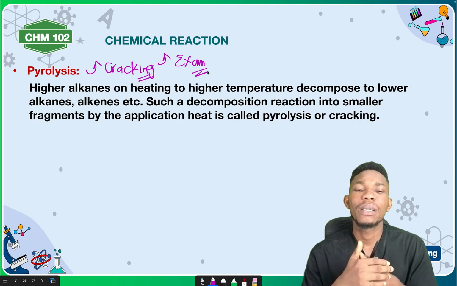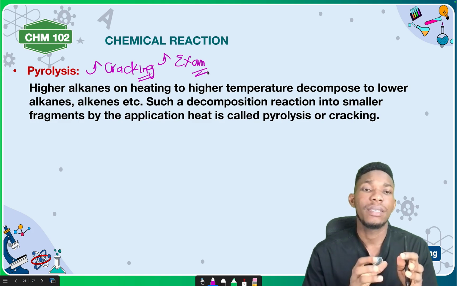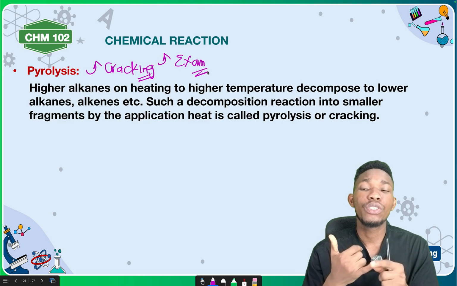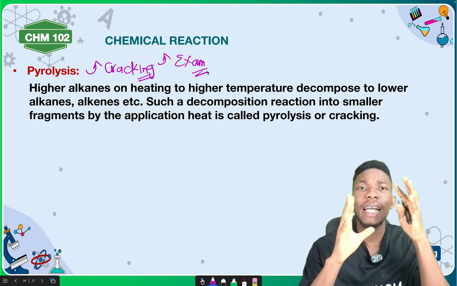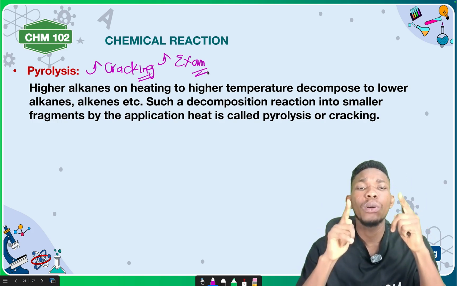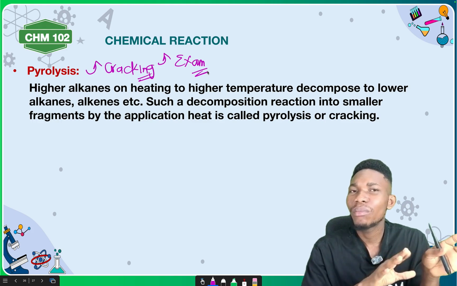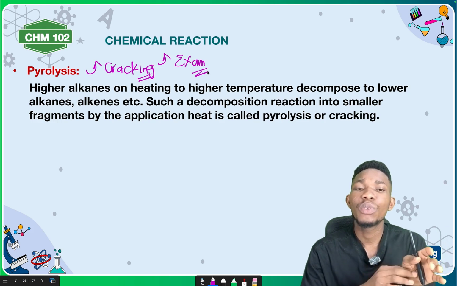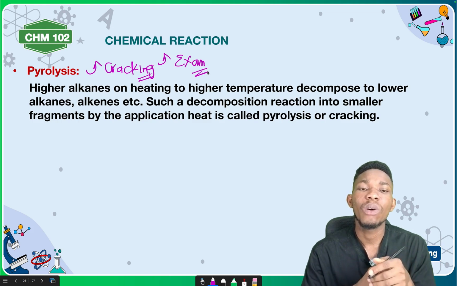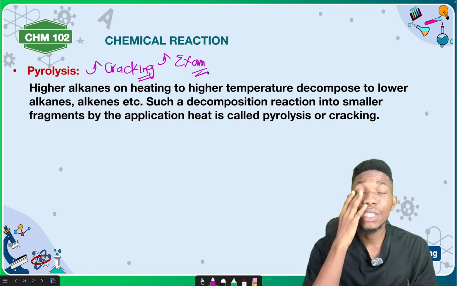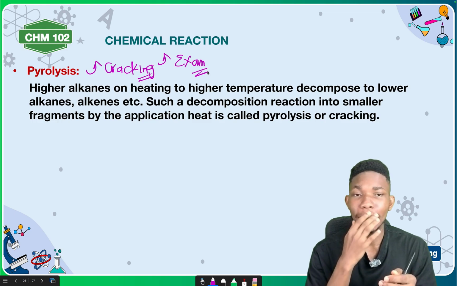We are talking about the breakdown or decomposition of large molecular weight alkanes to give us a mixture of lower alkanes, emphasis on high molecular weight, that is, large alkanes are broken down to give us lower alkanes. Is that okay? Alkanes and other smaller molecules. Such a decomposition reaction into smaller fragments by application of heat is called pyrolysis or cracking. And it can be achieved in two ways, thermal or catalytic. You use a catalyst or heat. Are you getting it? So that is that.